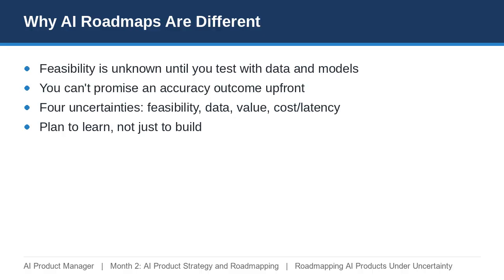Traditional roadmaps assume that if you build a feature correctly, it works. AI breaks that assumption. You don't know if a model can hit the quality bar until you experiment. There are 4 big uncertainties: feasibility, data availability, user value, and production cost or latency. So an AI roadmap should be designed to learn, not merely to ship a predefined feature list.